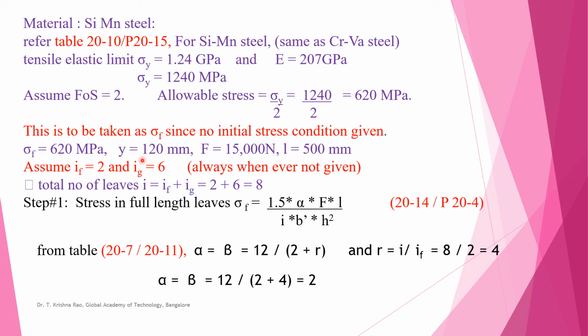He has not given the number of leaves and all that. So we assume that IF is 2, IG is 6 always whenever not given. So total number of leaves becomes IF plus IG, which comes to 8.